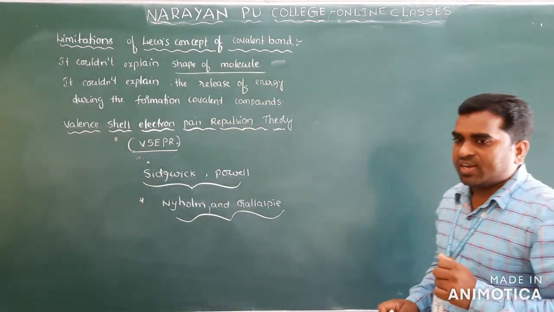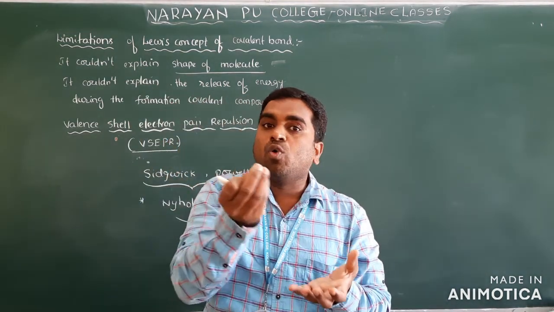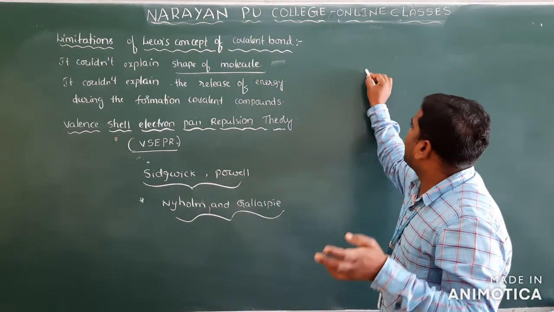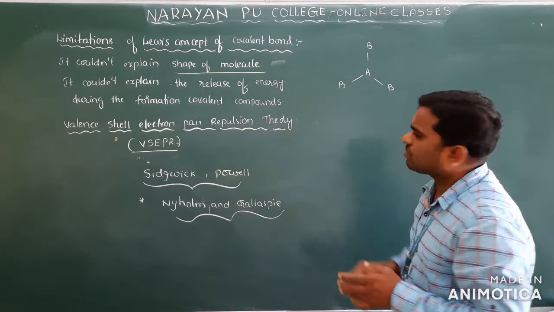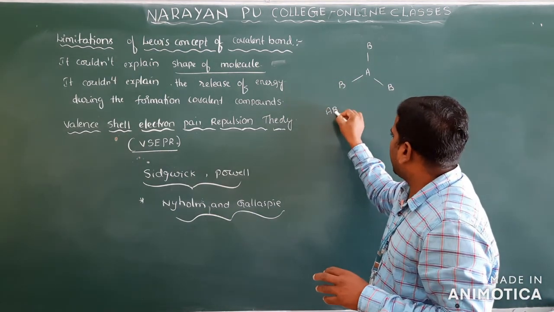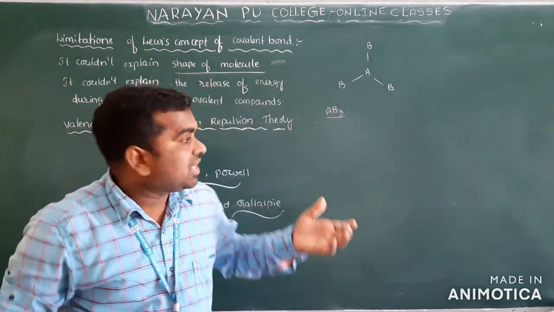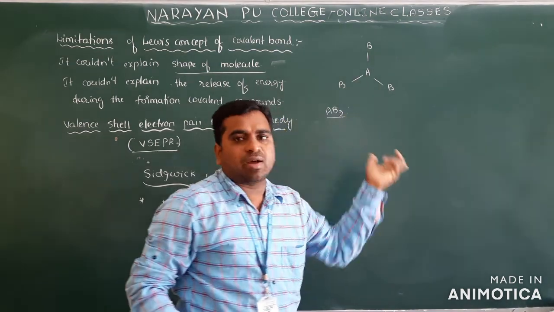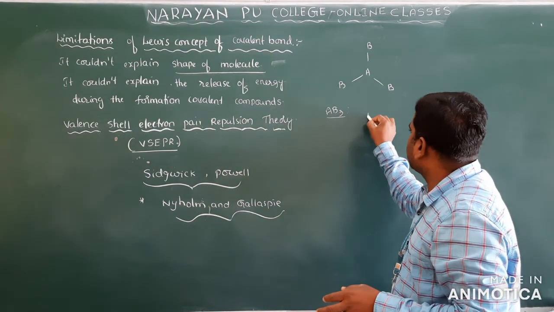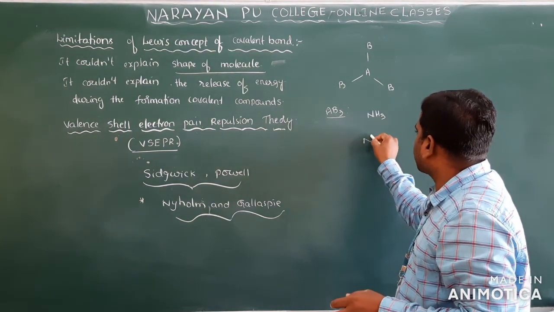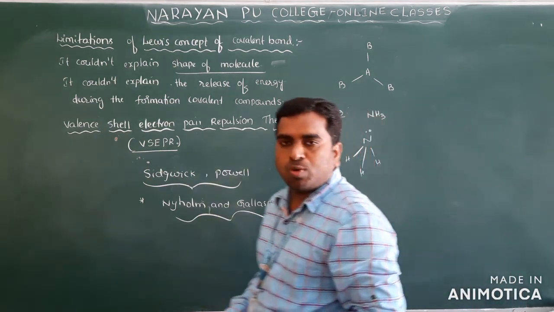You know that the central atom is linked to the other surrounding atoms by covalent bonds. Suppose I say A and B, I will write AB3 here. AB3 means the central atom is A and the surrounding atoms are B. They are linked to the central atom by covalent bonds. Suppose I take NH3: nitrogen, hydrogen, hydrogen and hydrogen. It will have one pair of electrons.